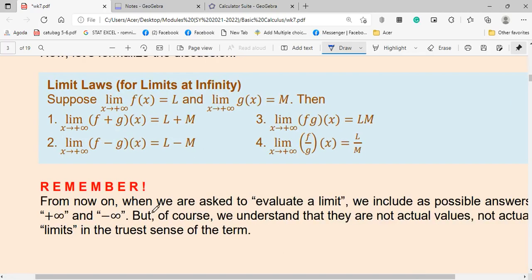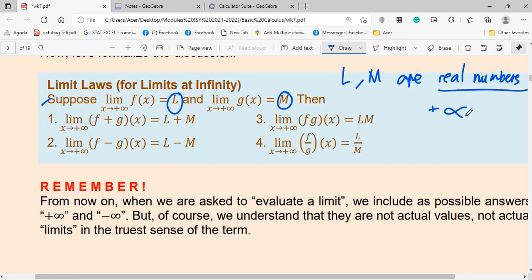We have here the limit laws for limits at infinity. Okay. Suppose, it says, there's always a condition. Suppose that the limit of f of x is equal to L. Take note, class, L and M are real numbers. Remember, when we use variables like L, M, B, or whatever letter, or even a Greek letter, we are referring to real numbers. But if you see infinity, then you know that it is not a real number.